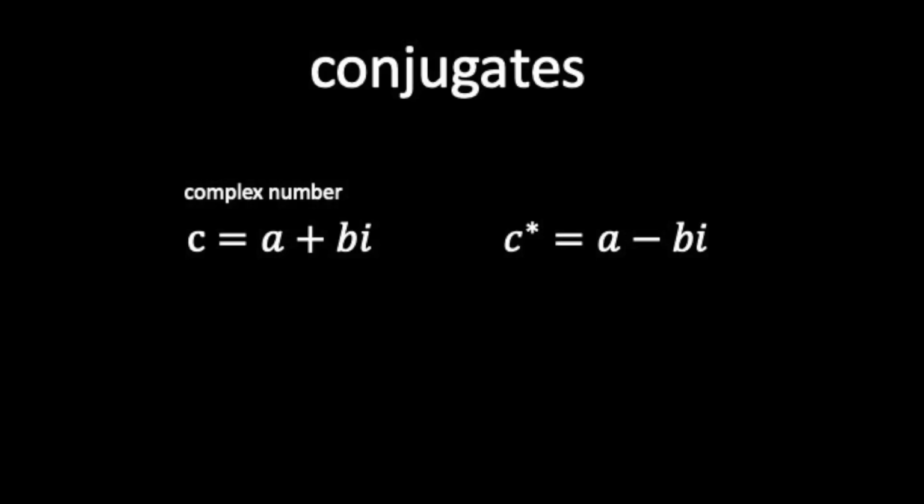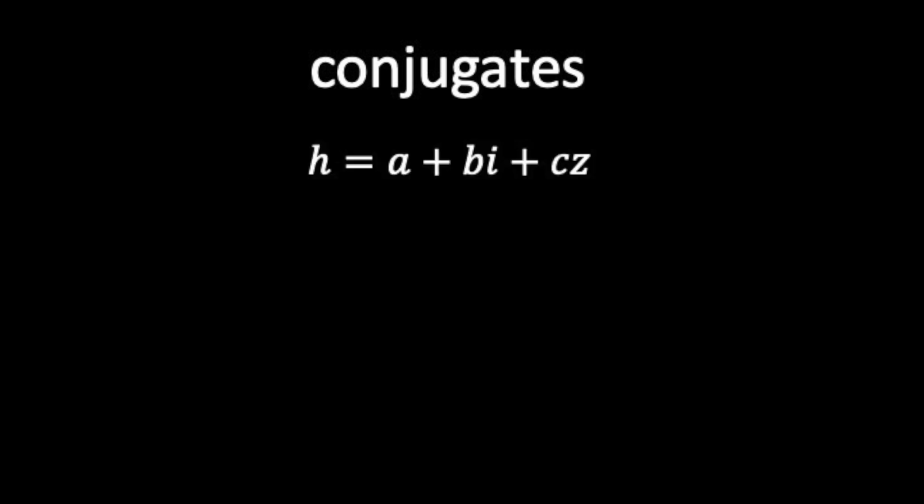To conclude this video, I introduce the conjugates of hypercomplex numbers. We know that when we have a complex number c, which is of the form a plus bi, its conjugate is indicated as c star and defined as a minus bi. Likewise, hypercomplex numbers of the form a plus bi plus cz have conjugates.